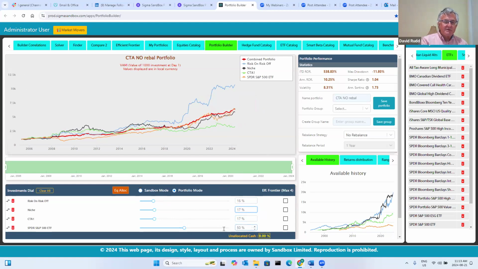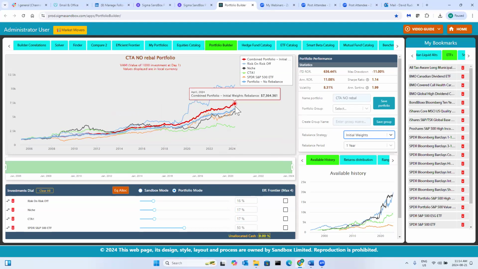50% allocation to the S&P, SPY, and the balance of 50% is allocated almost equally amongst the 3 CTAs, and that is a very smooth VAMI line on a portfolio. Absolutely. Right, and do you have it set up so it's rebalancing annually? This is not rebalanced yet. Annual rebalance is there. Right.